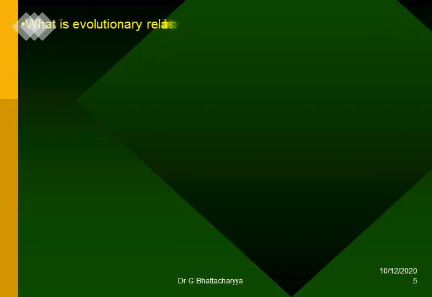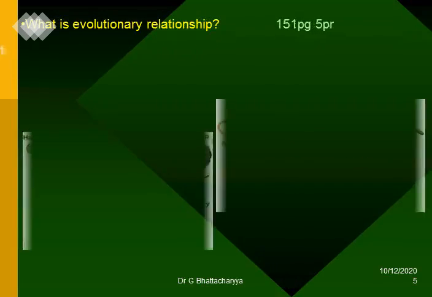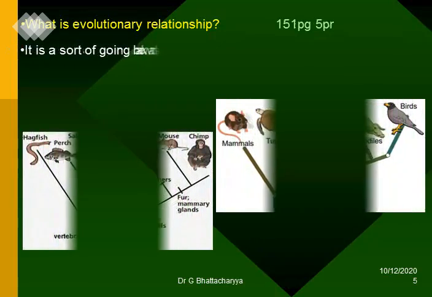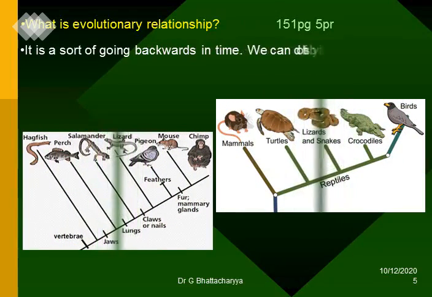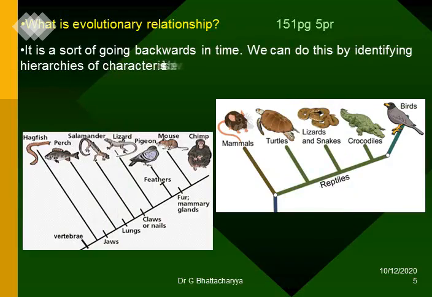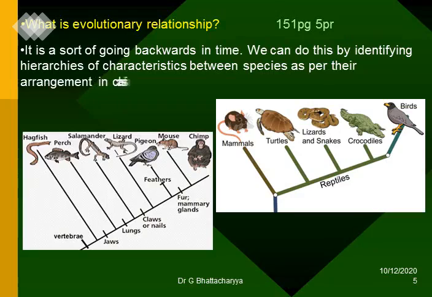What is evolutionary relationship? It is sort of going backwards in time. We can do this by identifying hierarchies of characteristics between species as per their arrangement in classification groups.